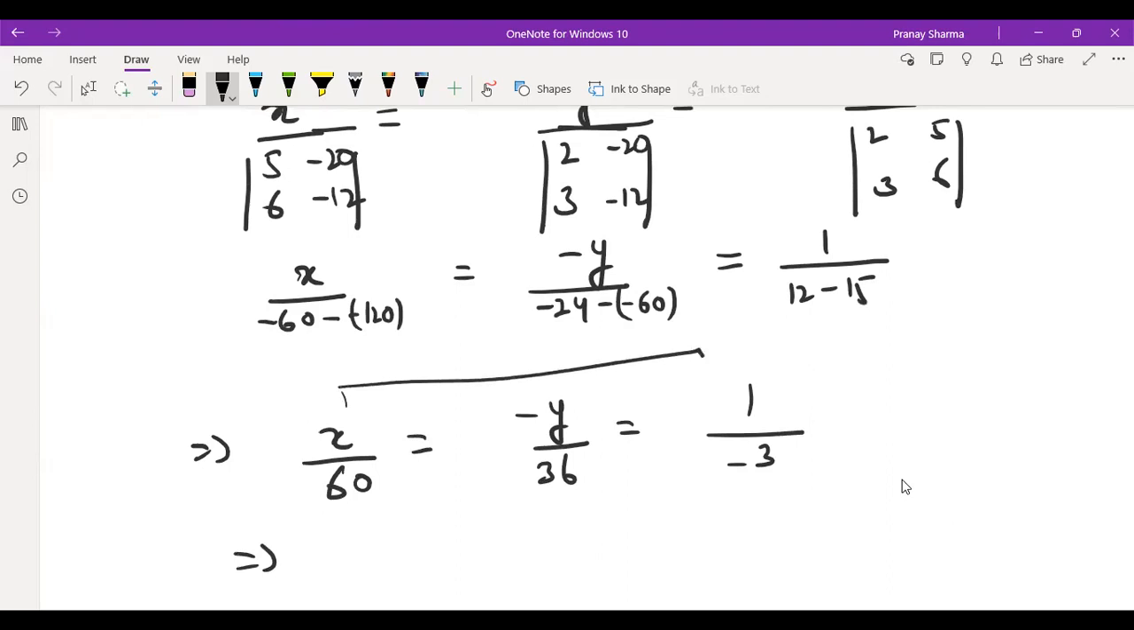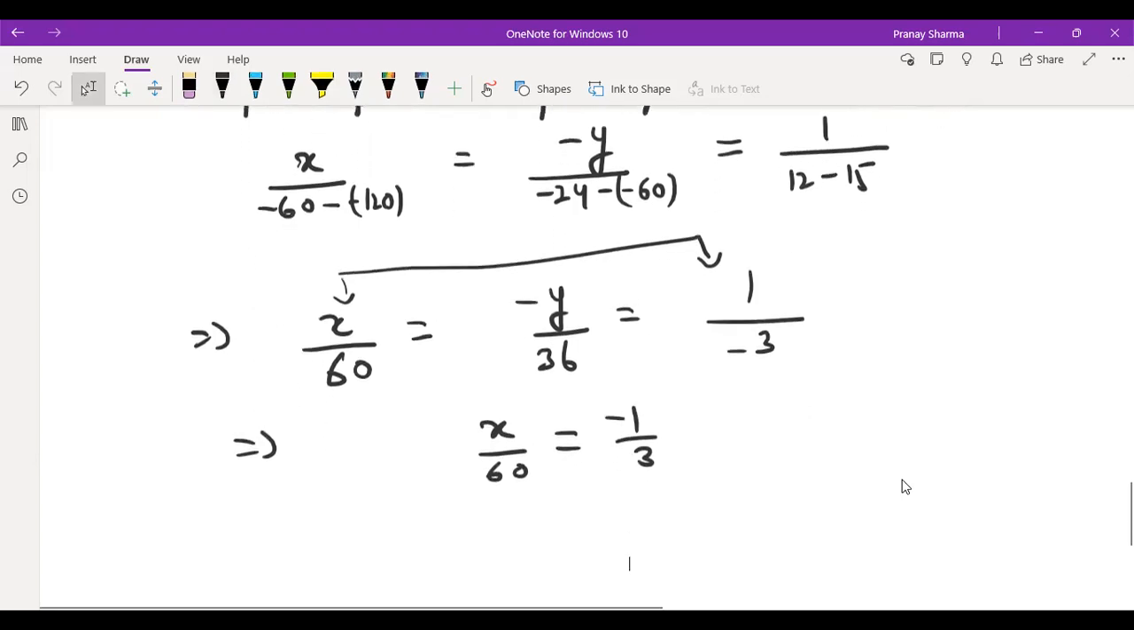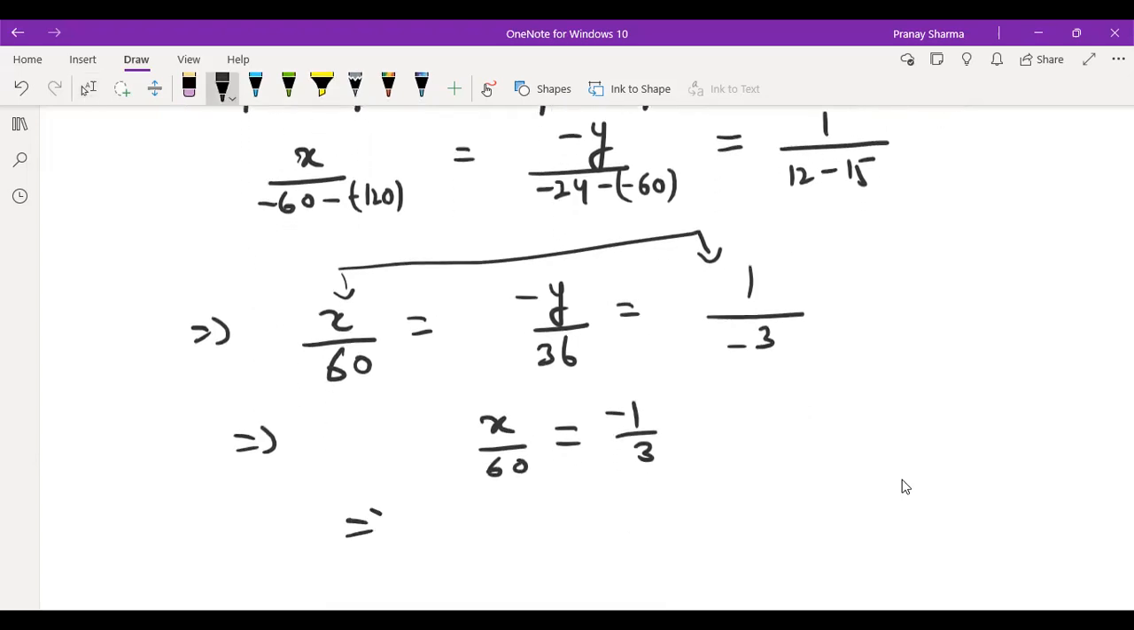Now we need to consider the cases very simply. First and third, they are to be equated. So I'm equating first and third. So it will be x over 60 equals 1 over, see, I am shifting this negative in the numerator because negatives in the denominator are something that restrict me from the standard form. So it will be minus 60 over 3. That means this comes out to be minus 20.